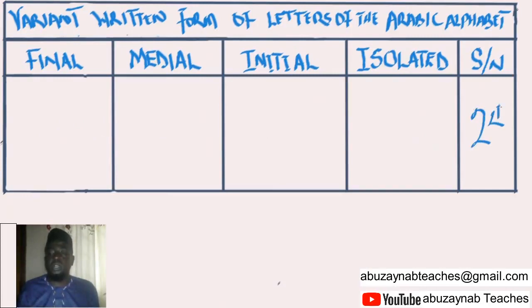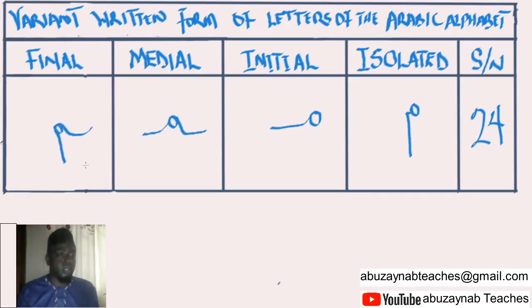The 24th letter of the Arabic alphabet is Mim, and this is how it is written in its isolated form. Mim. The initial form of letter Mim is written this way. The medial form of letter Mim is written this way, and the final form of letter Mim is written this way. Mim can be joined to a succeeding letter in its initial form, a preceding and succeeding letter in its medial form, and a preceding letter in its final form.